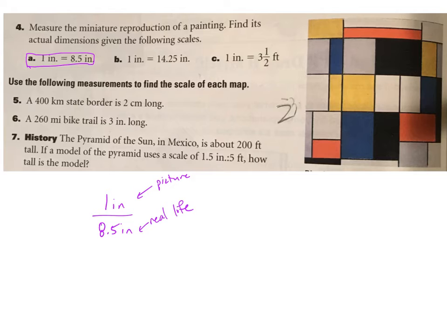So if I take my scale of 1 over 8.5, it's 1 inch and 8.5 inches, and because they measured in inches with the scale, you'll take out a ruler and actually measure the picture, and for this one we're just going to use the measurement here. We'll say it's 2 inches across the bottom, and it's 2 inches tall there.